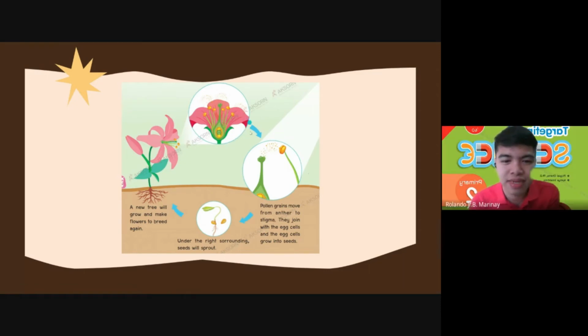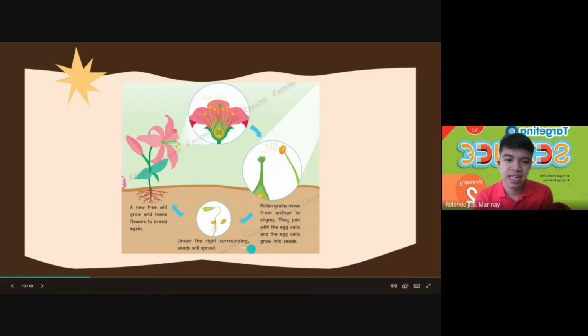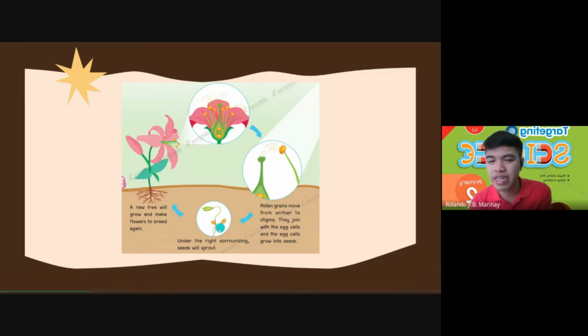Okay, this is what happens with the flower. The flower will have pollen grains. The pollen grains will move from the anther to the stigma. This is the filament, and on top of it is called the anther. It will have pollen grains, and then the pollen grains will go to the stigma. The stigma is where the egg cells are. Okay. And then it will grow into a seed. The seed will have a sprout or sapling, and then it will become a new tree. That is the cycle of the flowers.